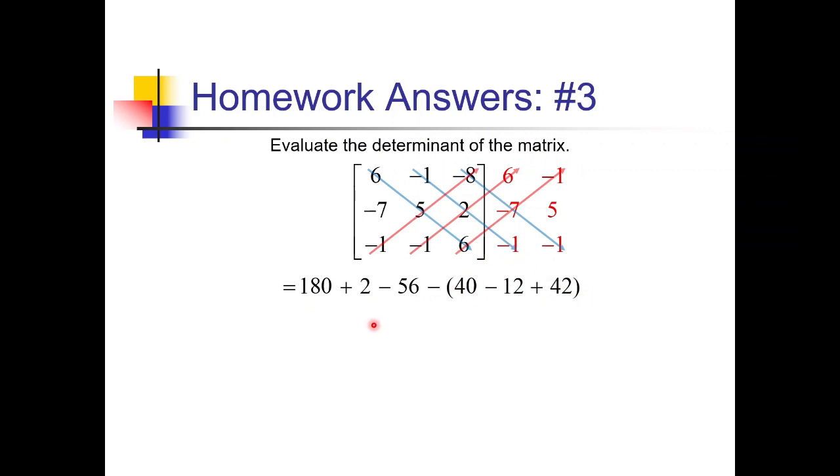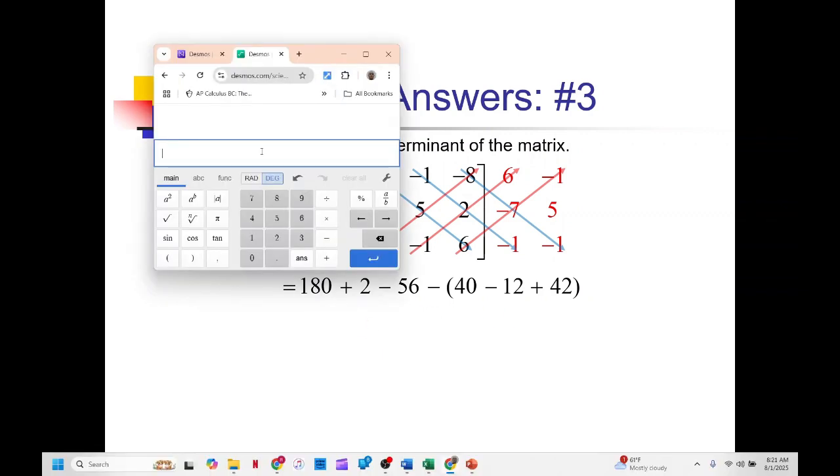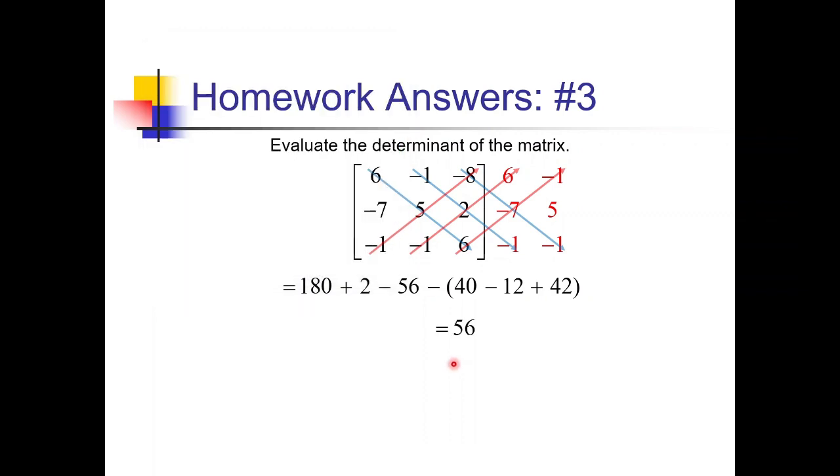All right, let's see here. I'm going to just use Desmos to crunch these numbers so I don't mess it up. So we have 180 plus 2 minus 56 minus parentheses 40 minus 12 plus 42 all comes out to 56.